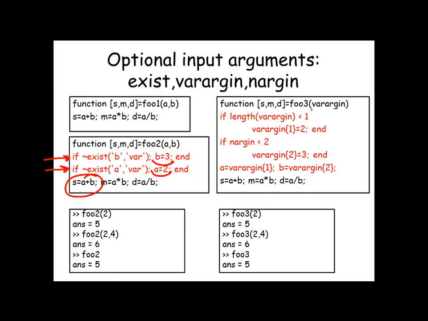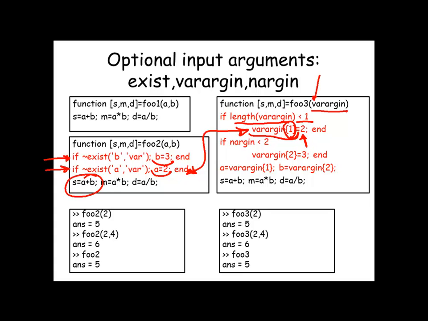On the right, we accomplish the same functionality using varargin variable. If the length of the varargin, or the number of elements in varargin, is less than 1, it means no inputs have been provided to this function. If so, we set the first element of the varargin to become 2. This is equivalent to setting the value of a to become 2.